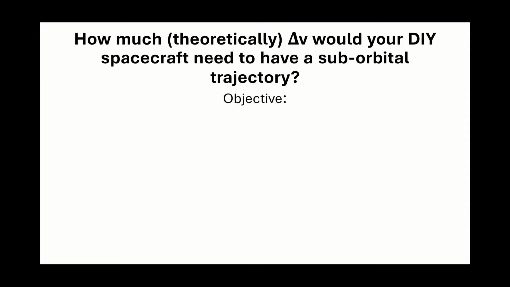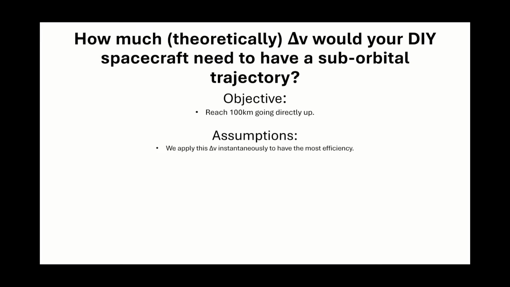Well, our objective here is to reach 100 kilometers going directly up. Now, since this is physics, we can make some assumptions to make the calculation easier. We can say we apply this change in velocity instantaneously to have the most efficiency. So if you were driving a car, the most efficient usage of your fuel is to accelerate once. And we can also remove atmospheric drag to prevent energy loss to the atmosphere. Got this? Now I can calculate it.